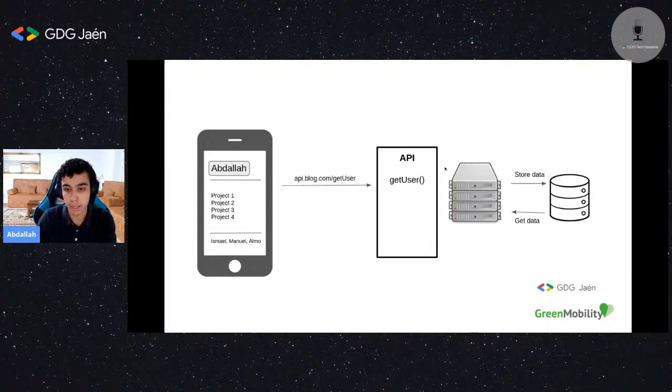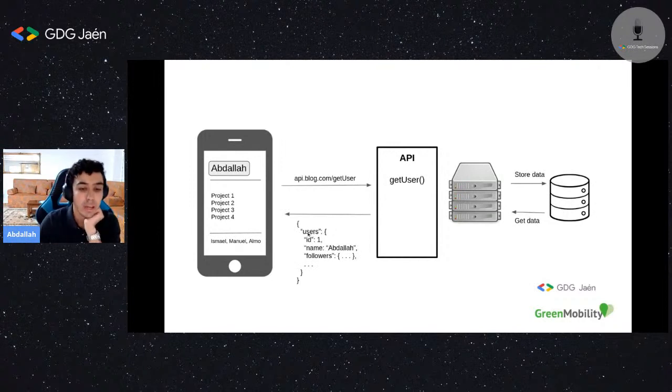api.blog.com/getuser. The server will then parse this URL and match the endpoint with the function getUser, and then go and get the data and give it back to you. So it actually returns the whole user information, the ID, the followers, and much more. But what we actually need is the name. So in this case, to get the user, we just made a quick round trip, creating this function in the API and getting back the result.